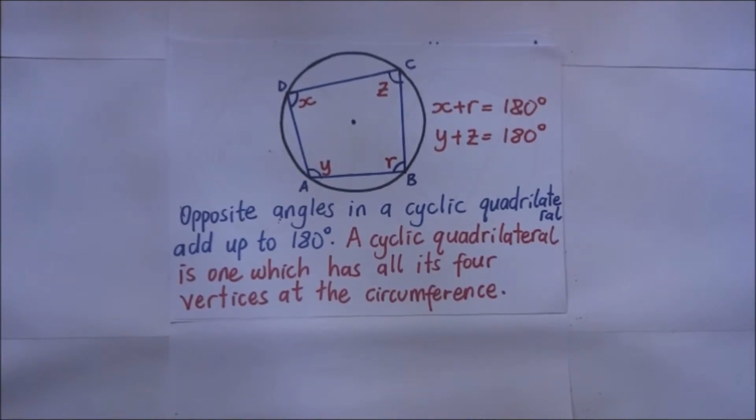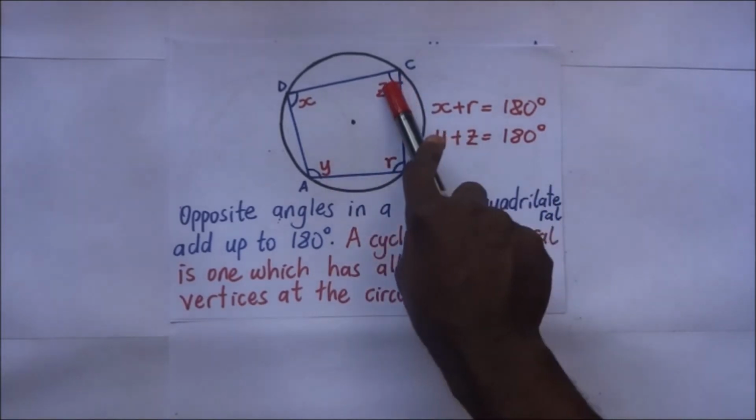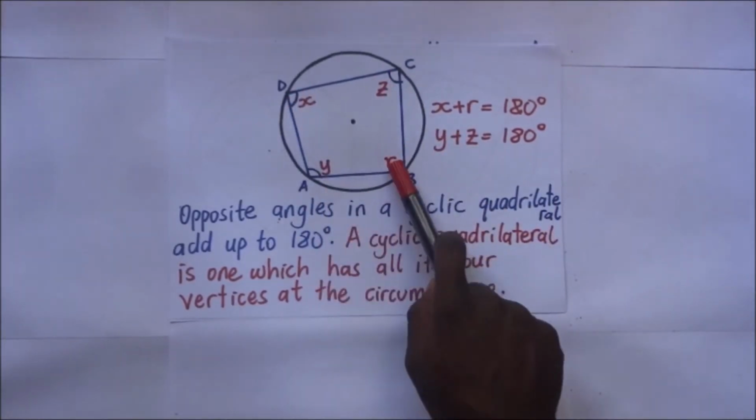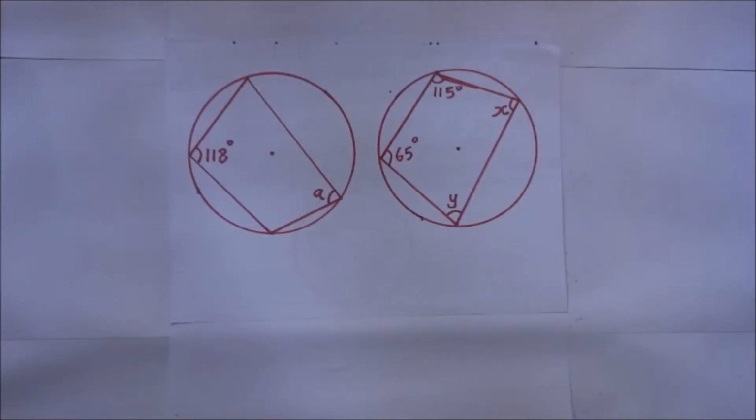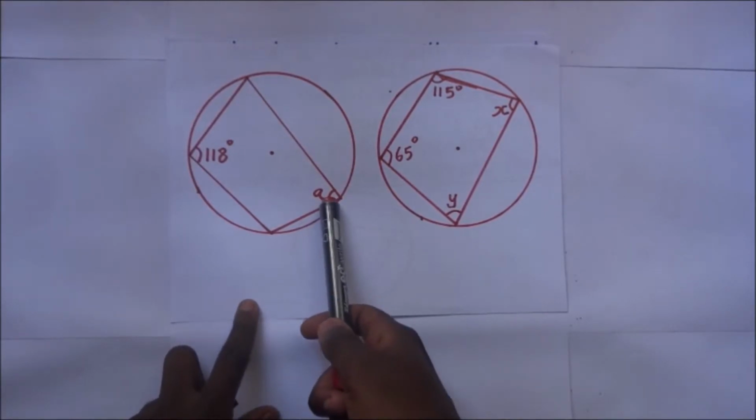And opposite angles in a cyclic quadrilateral add up to 180 degrees. So meaning that y plus z is equal to 180 degrees, x plus r is equal to 180 degrees. As simple as that. Looking at some examples to illustrate this point, we need to find the value of a.